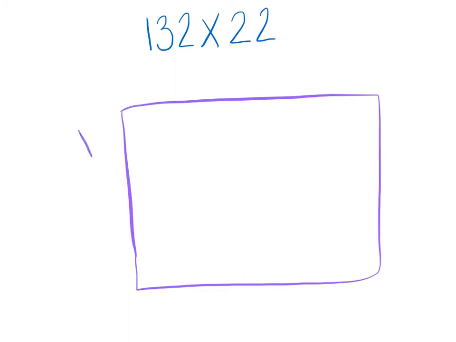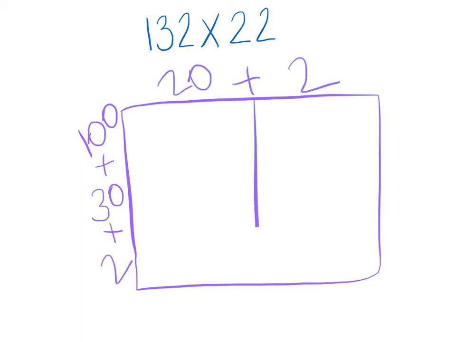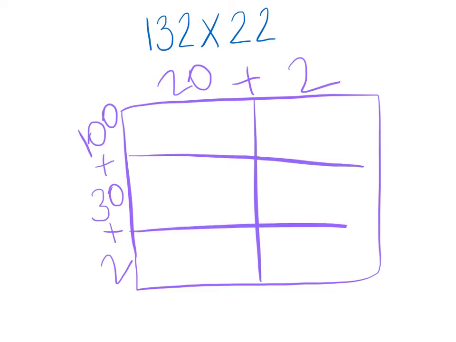Okay, Mrs. Poole, we got 100 plus 30 plus 2. Awesome. And then right up top here, obviously, we have 20 plus 2. We draw our lines wherever we see those plus signs, and all we got to do is fill this stuff in. What do you got for 100 times 20? It looks like it would be 2,000. I got that too. And 100 times 2 would be 200 because we have those zeros on the back end.